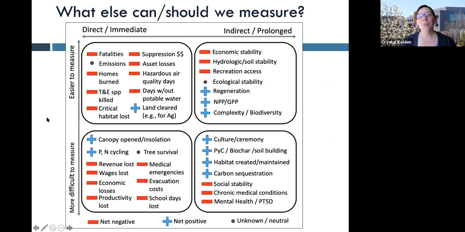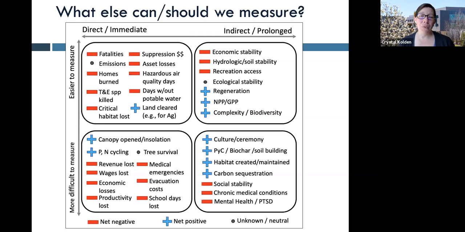But what I wanted to ask was, okay, there are some obvious things that we already measure, right? And what I'm pointing out is that size is not always the best measure. So what are the things that actually matter to us that we can measure to try and describe disasters and then mitigate those disasters? Some of these are easy to measure. That's why we already measure them, right? We measure things like fatalities, suppression costs, the number of homes burned.